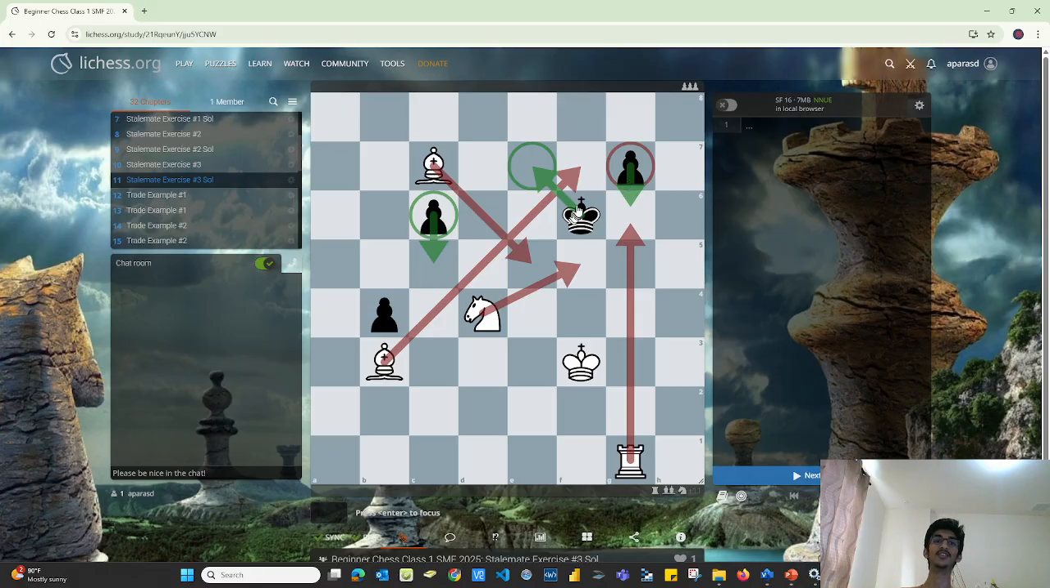And another option is that the king can move to e7. So that's why this is not stalemate, because there's like four different moves that black can make, and they're all perfectly allowed. So it just doesn't make sense why the black king is not in stalemate, or the black player is not in stalemate.